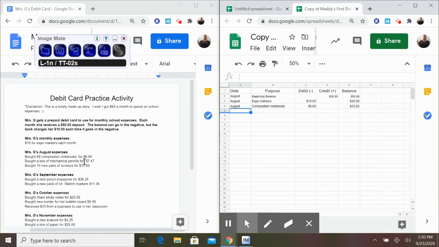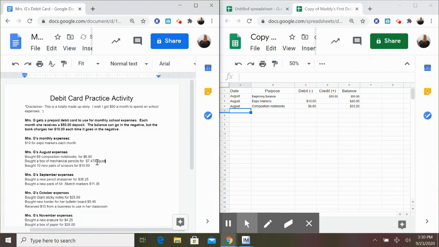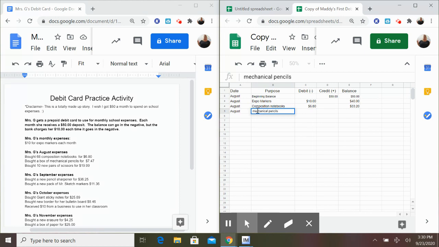Okay. My next expense says that I bought a box of mechanical pencils for $7.47. So this is still in August. Oops, I'm typing in the wrong spot. Go back over here to August. And I bought mechanical pencils. And I spent $7.47. And that means it's a negative. So I need to come over here.